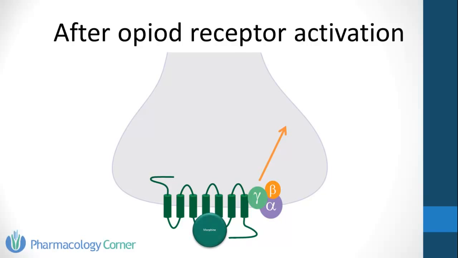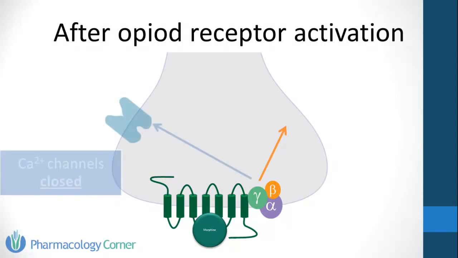The green circle represents an opioid agonist, in this example morphine. After morphine binds to the receptor, it triggers its activation. G-protein signaling is responsible now for the two main changes in the neurophysiology of the presynaptic neuron. The first change is that calcium channels are now closed. This prevents the entrance of calcium inside the neuron.